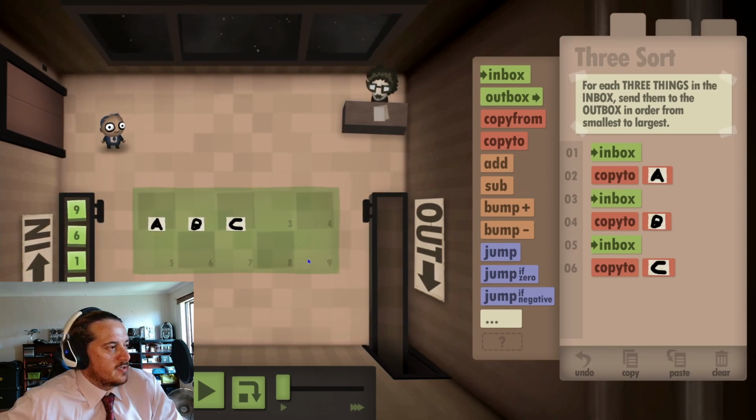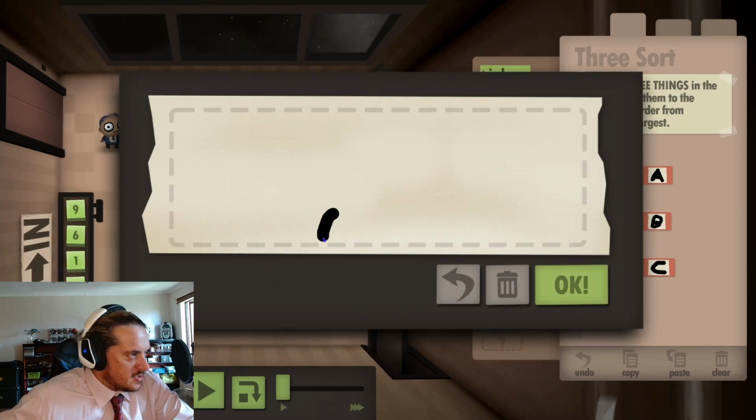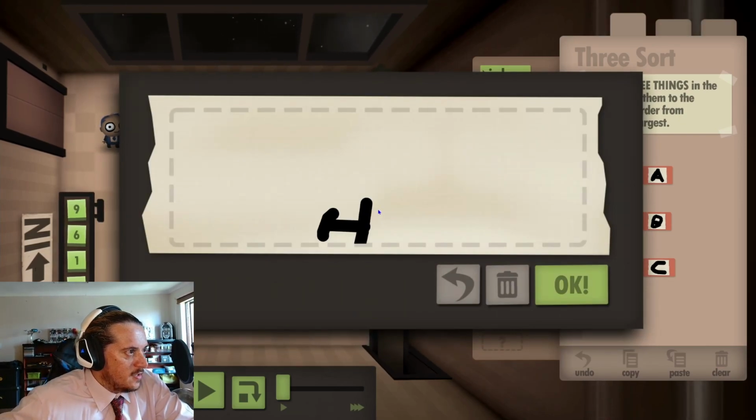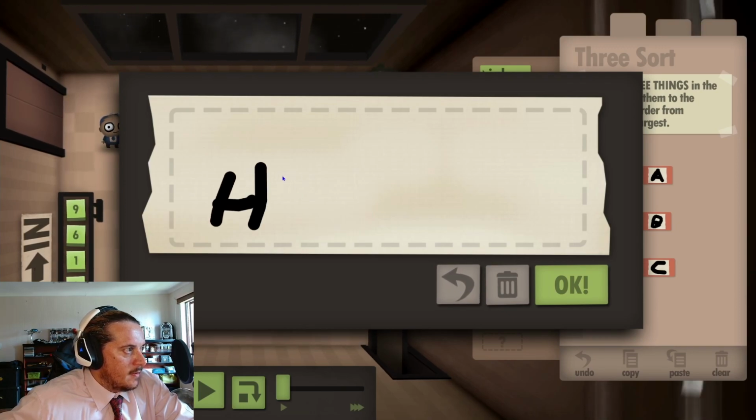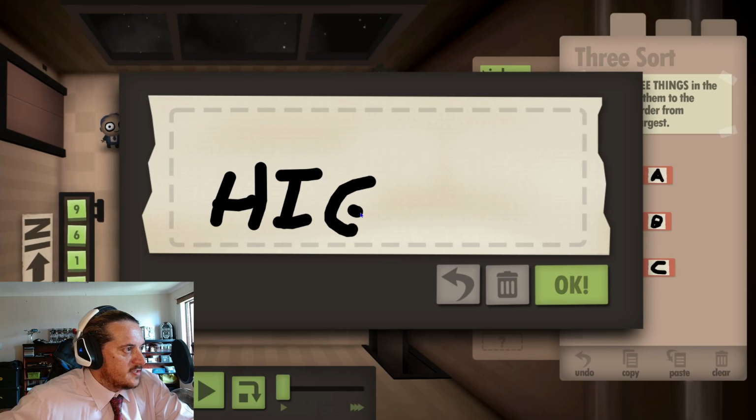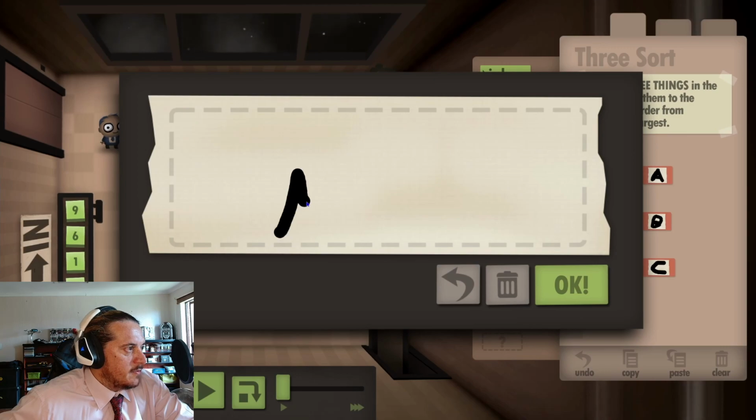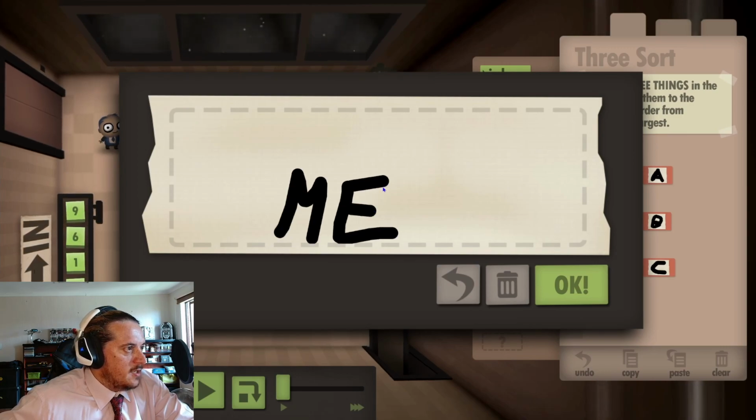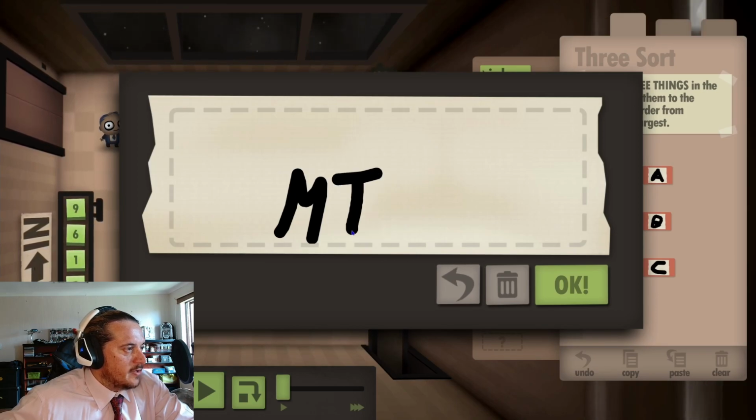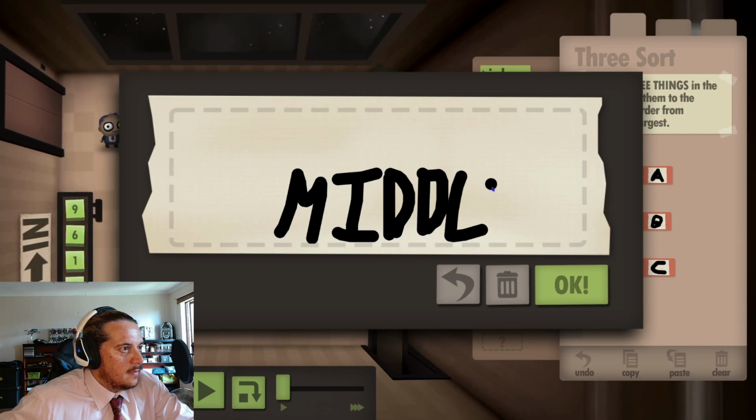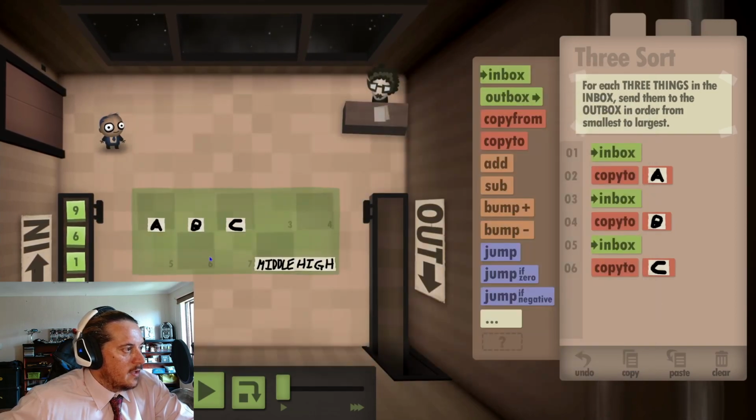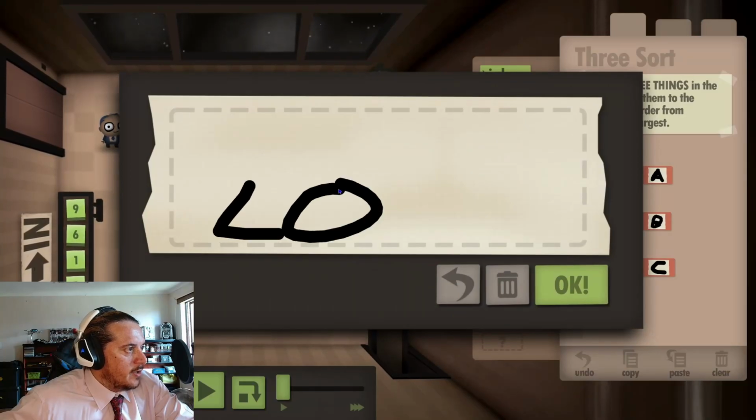Okay, so we need to get some more fields here. I know this is where I'm going to save my high number. This is where I'm going to save my medium number, my middle number, and this is where I'm going to save my low number.